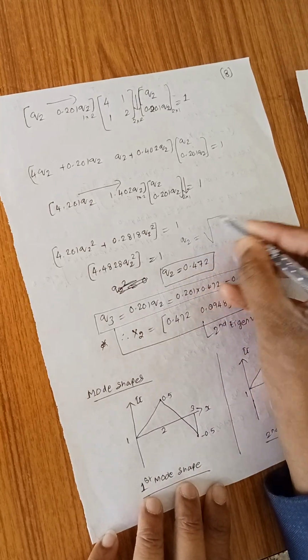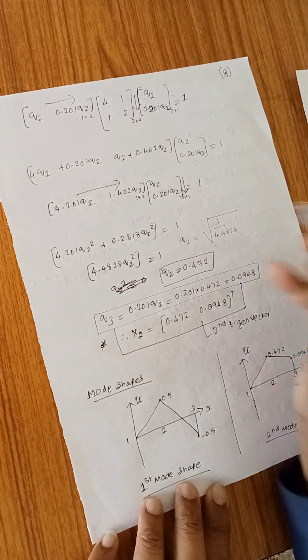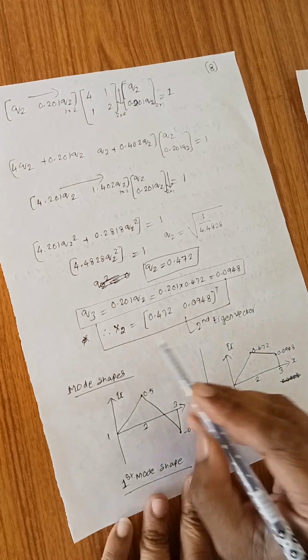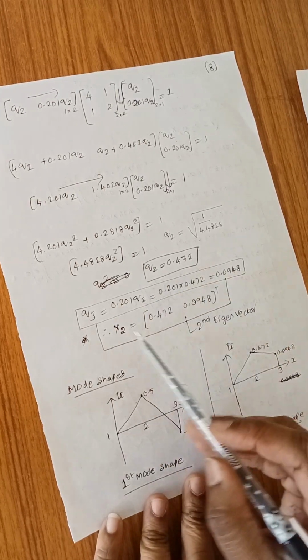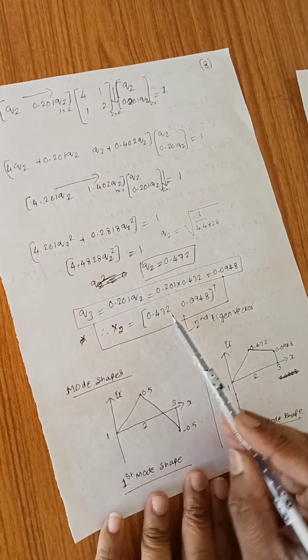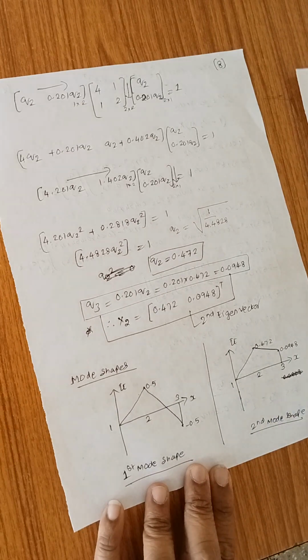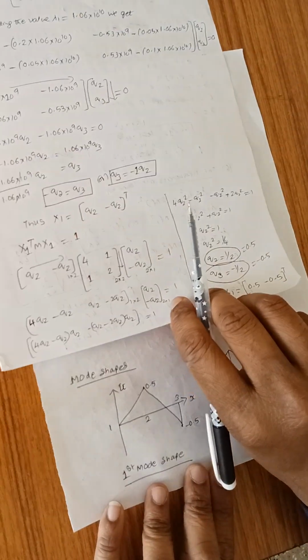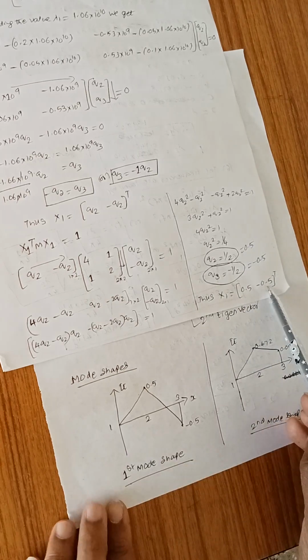q2 is nothing but going to be square root of 1 divided by 4.4828. So if you just put it in the calculator, you will get the value of q2 like this, and substituting q2 value in this 0.201 into that, you are going to get q3 value as well. So 0.472 and 0.0948 transpose. So already we have got the x1 value to be 0, 0.5 and 0, minus 0.5.